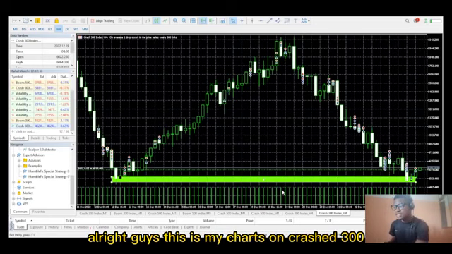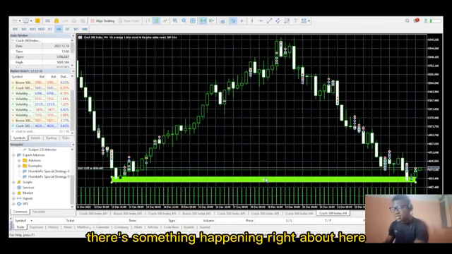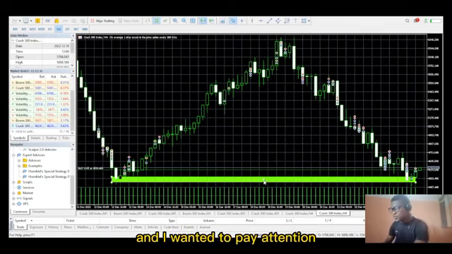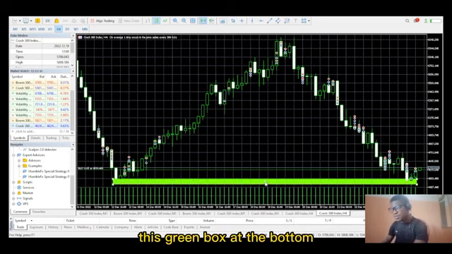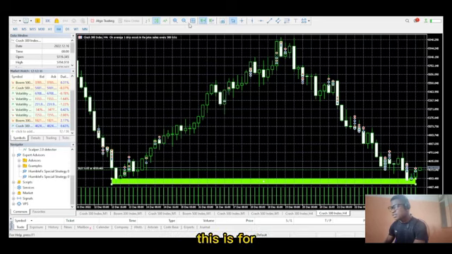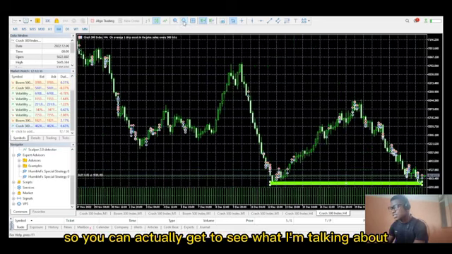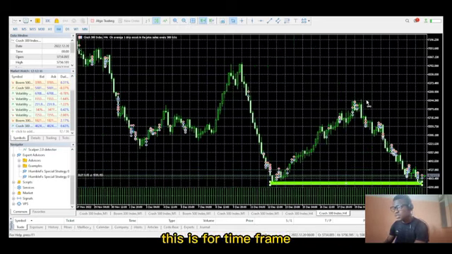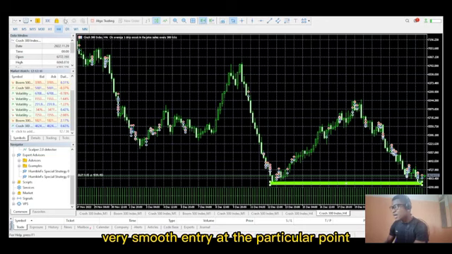Alright guys, this is my chart on Crash 300. There's something happening right about here and I want you to pay close attention. See, this is my projection line, this green box at the bottom. This is the 4 hour time frame, right? Let me shrink it a little bit so you can see what I'm talking about. This is the 4 hour time frame and I took a very good, very smooth entry at this particular point.